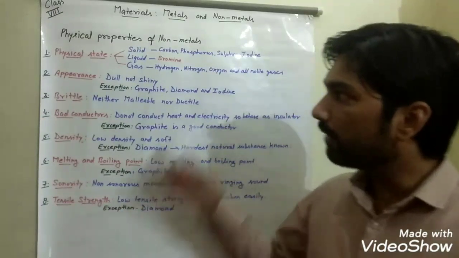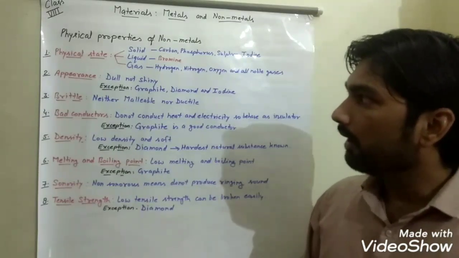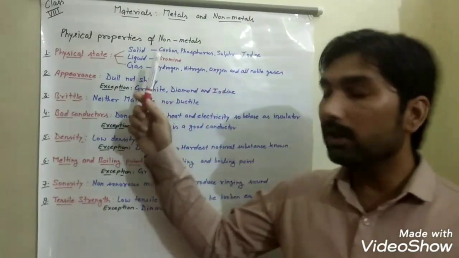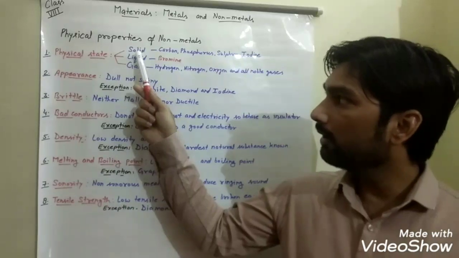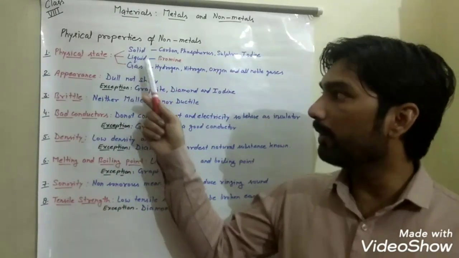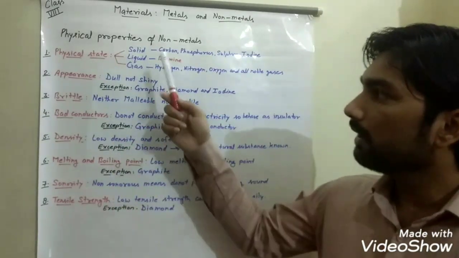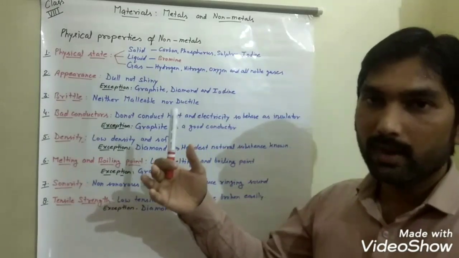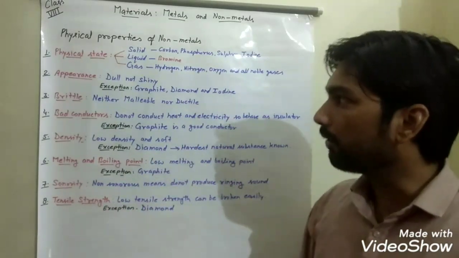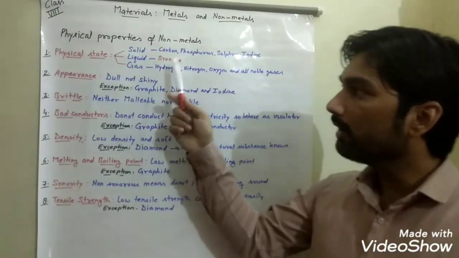So when we compare metals and non-metals, we will see that metals are solids, while non-metals exist in solid, liquid and gaseous states. And in both of these, exceptions are there: mercury is what? A metal, but it is present in liquid state, and only one non-metal, that is bromine, is present in the liquid form.